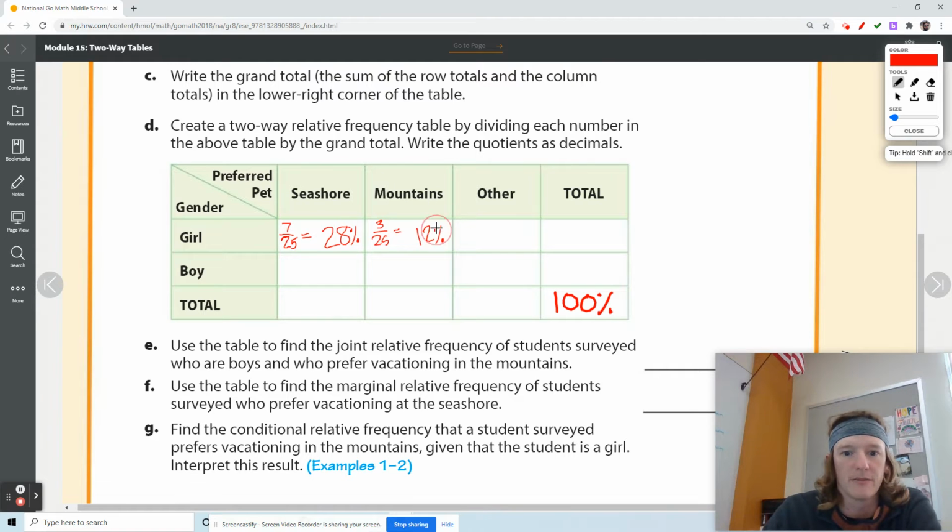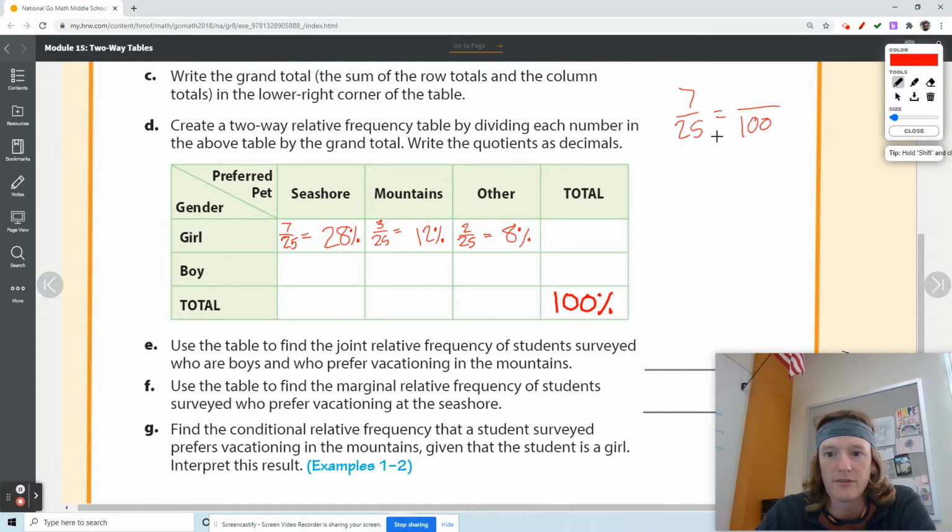In a minute, we might start recognizing a pattern. In the next one, we've got 2 out of 25, which is going to be 8%. And the way I did that super quick, I know 7 out of 25 going to 100ths. I can see from here to here we do times 4. This is proportional, so this is times 4.